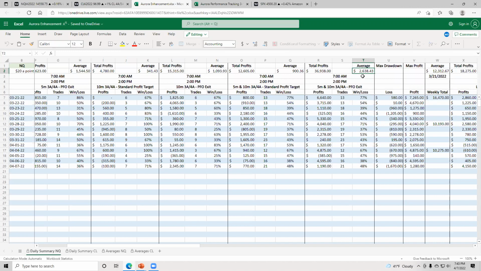So $2,600 a day. What do I really need per contract? I need $1,250 a day per contract on 10 contracts to get me to the goal that I have for my prop team, which is $250,000 in a month. So we're working towards that.